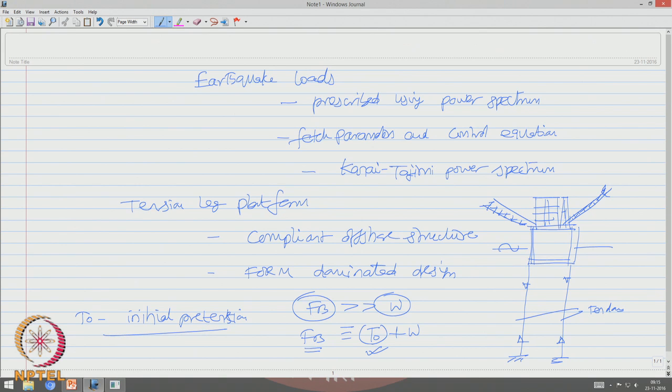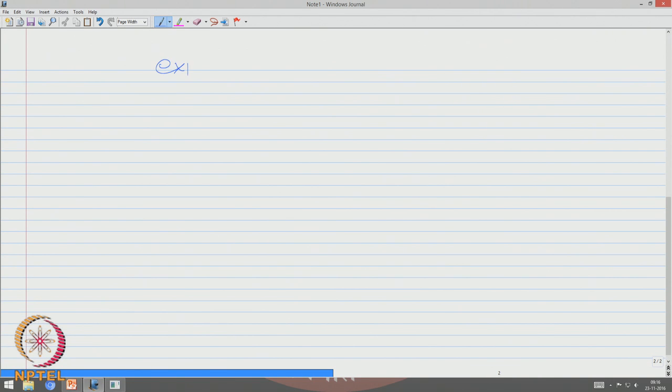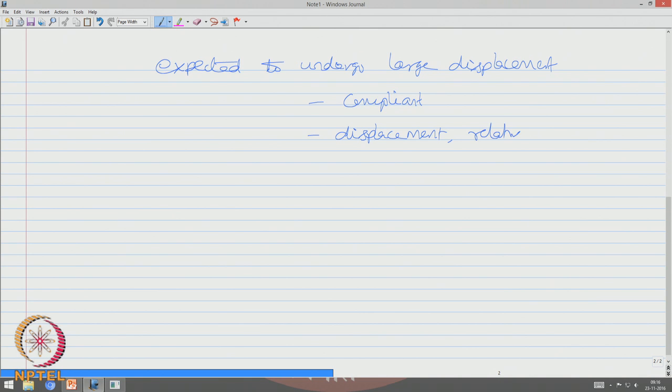So, it is very clear in this application that the platform is expected to undergo a large displacement. By design it is expected to undergo large displacement, which makes it very compliant. Because of this displacement, which makes it relative with respect to the waves, forces on the members are reduced. So, that is the first issue we have.